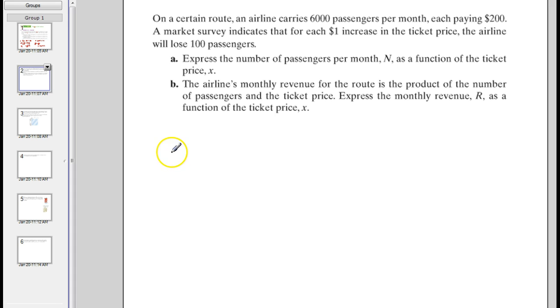Alright, so what we're going to start off with here for A is use N sub X for our function notation. Okay, here they're telling us what they want the name of the function to be. And then we're going to use this. $200 is what they're paying right now. So 6,000 passengers is the current number, when they're paying $200. Now we're going to lose 100 passengers, so I'm going to write minus 100 for each dollar increase in the price. So right now it's $200.